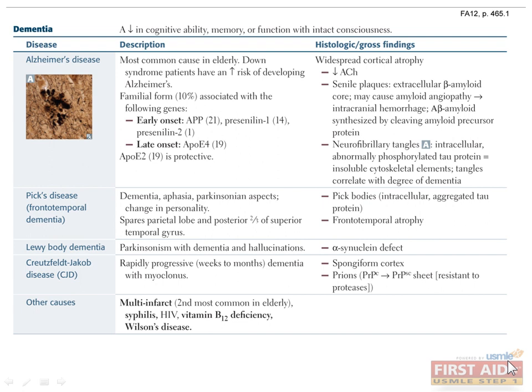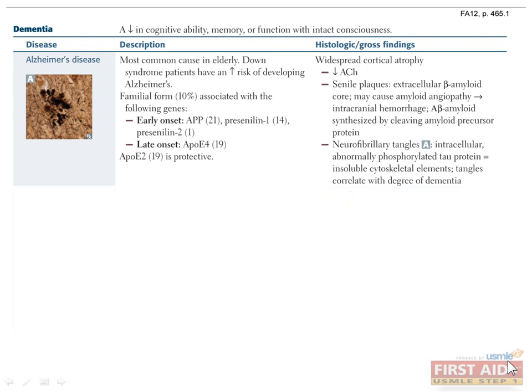In the elderly, it's very important to distinguish dementia from delirium. Dementia is gradual loss and progressive decline. Delirium has an acute onset and typically waxes and wanes throughout the day. There are many causes of dementia, both reversible and irreversible. We'll start with Alzheimer's disease.